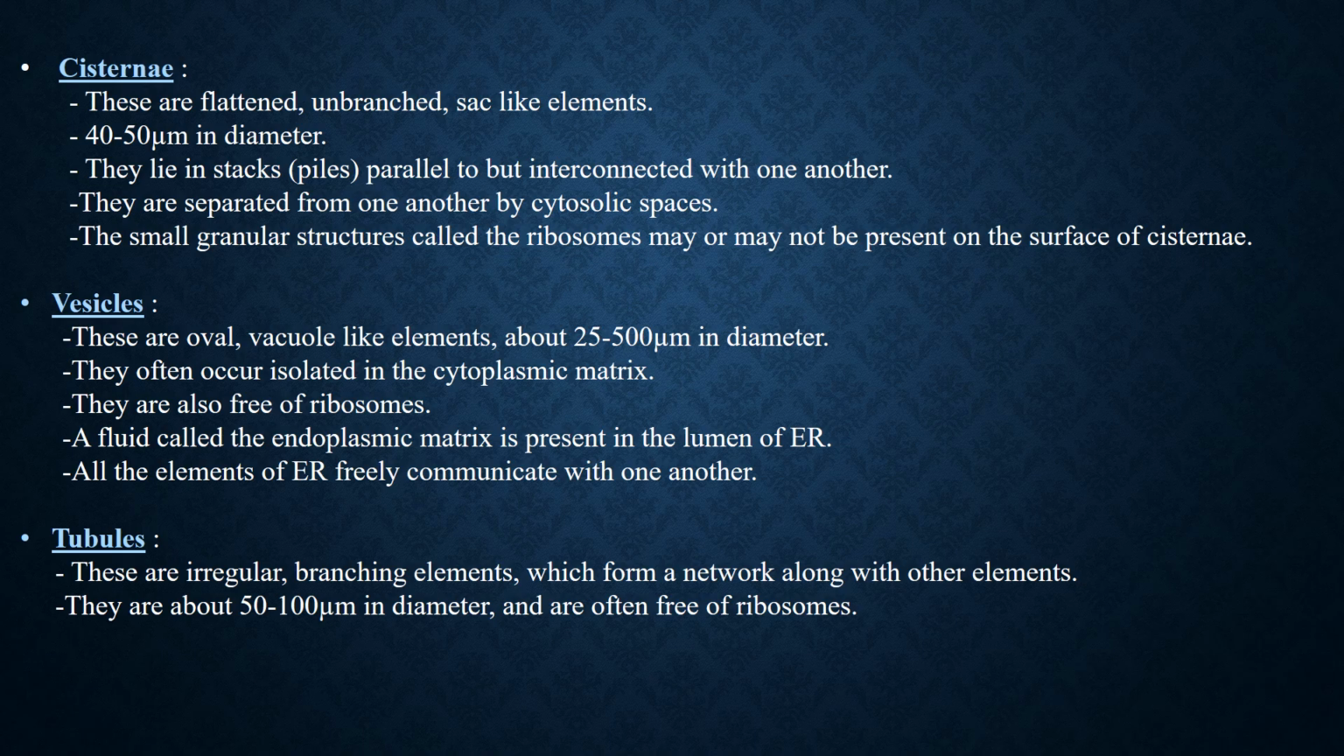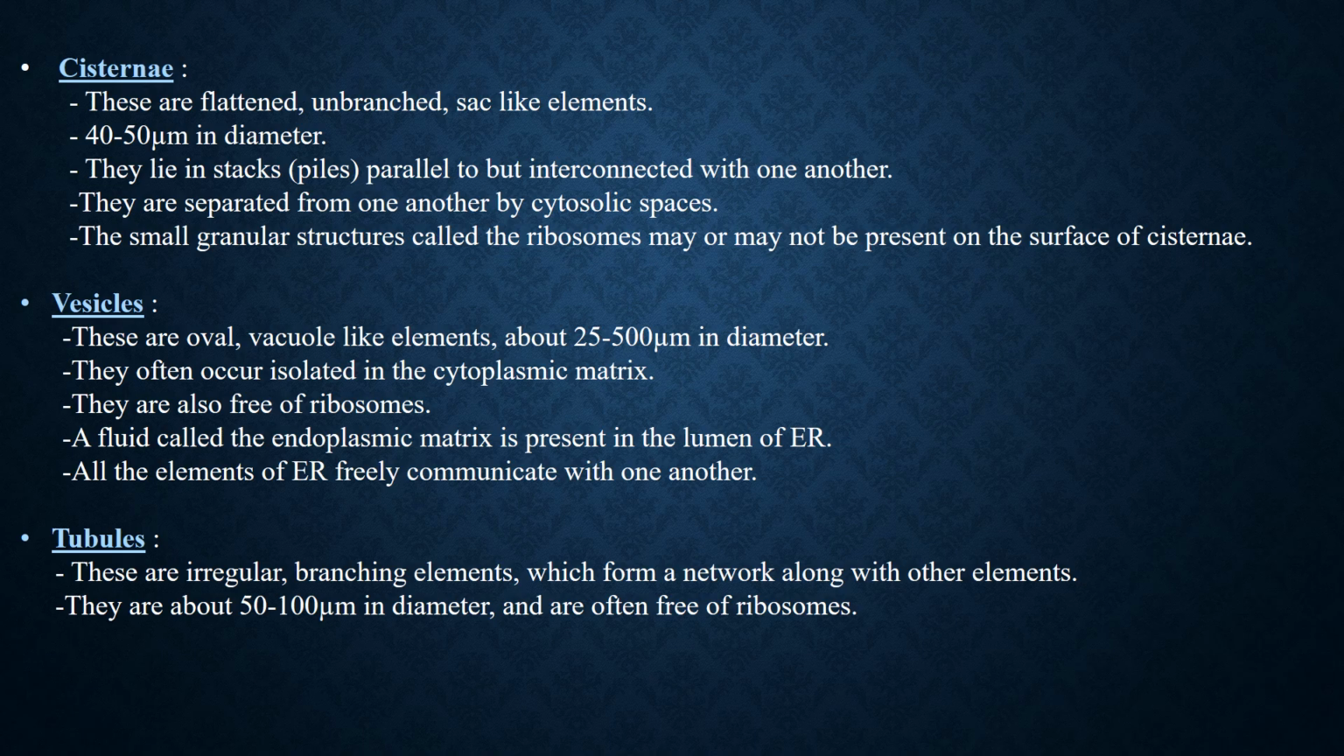The small granular structures called the ribosomes may or may not be present on the surface of cisternae. Vesicles. These are oval, vacuole-like elements about 25 to 500 micrometer in diameter. They often occur isolated in the cytoplasmic matrix. They are also free of ribosomes.